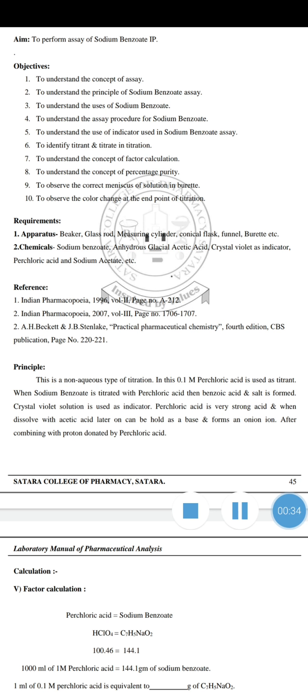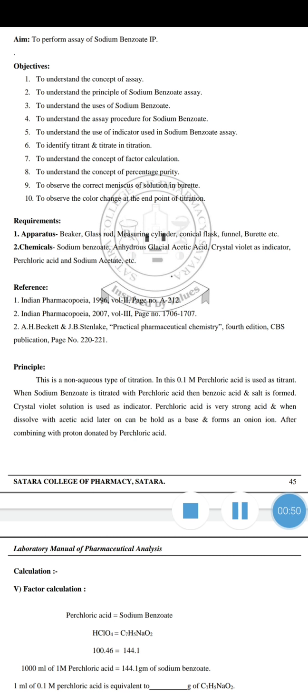Then the requirements of this experiment are the chemicals: sodium benzoate, anhydrous glacial acetic acid, crystal violet as an indicator, perchloric acid and sodium acetate. These are all the chemicals used for the assay of sodium benzoate.